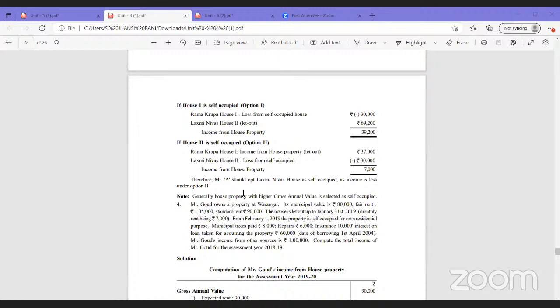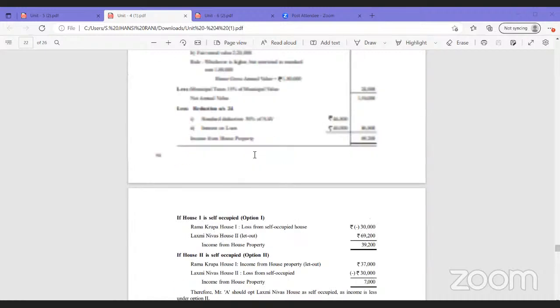Okay, ma'am. So here option 2 means you have to see what he has taken. Don't go by what I said as option 1, because here he is giving option 2. Option 2 means house 1 is a let out house and house 2 is a self-occupied house, the same as what I was discussing with you. But the headings are given as different options, so please don't compare it.